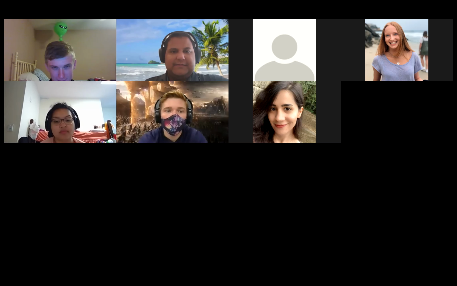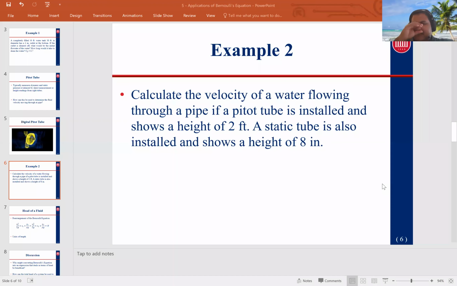Last thing for today, let's look at an example, which is calculating the velocity of water flowing through a pipe if my simple pitot tube is installed and shows a height of 2 feet, with a secondary static tube installed showing a height of 8 inches. I'm going to let you work this together in breakouts. Spend the next 3-4 minutes doing this calculation, determining the velocity, and then I'll see how well you all did in a moment.